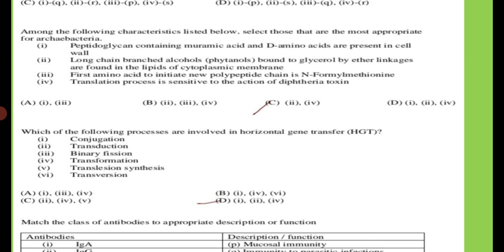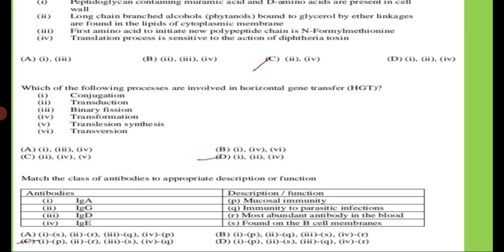In conjugation, the gene is transferred from a donor to a recipient cell through physical contact. In transduction, the gene transfer happens via the use of bacteriophages. In transformation, cell-free or naked DNA gets accepted by a recipient cell. Conjugation, transduction, and transformation, point first, second, and fourth, these three processes are involved in horizontal gene transfer. So option D is the answer of this question.